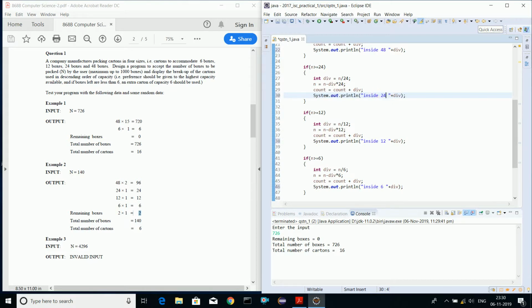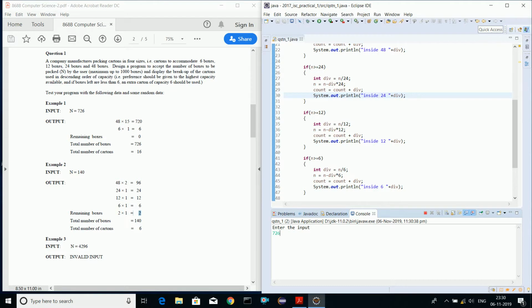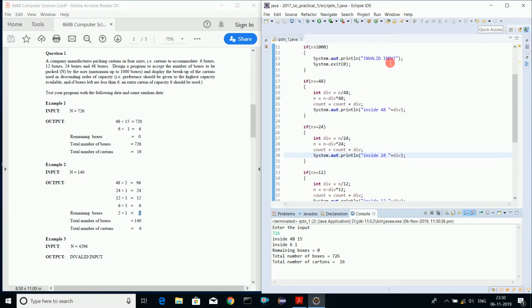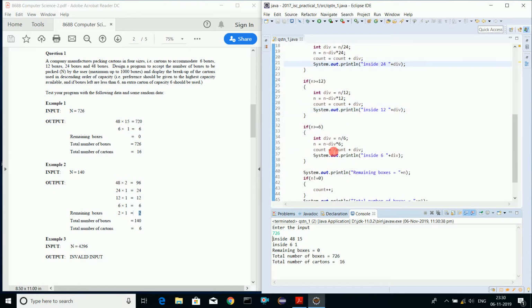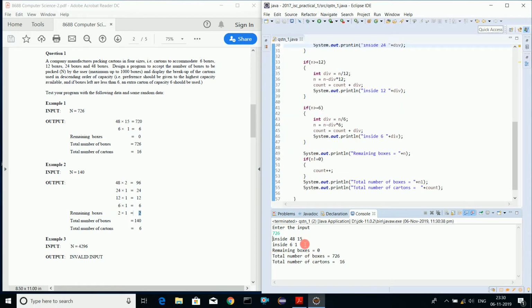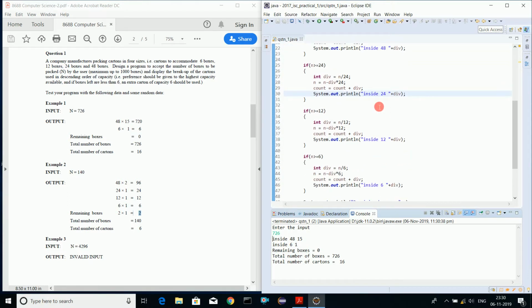Okay, let's see whether it works or not. I'll give the same input. You will now see the beauty of it. If I give 726 as input, see, it is coming inside 48. The total number divisible, the dividend, is 15. Now it does not go here, it does not go here, it goes inside 6. Inside 6, same thing.